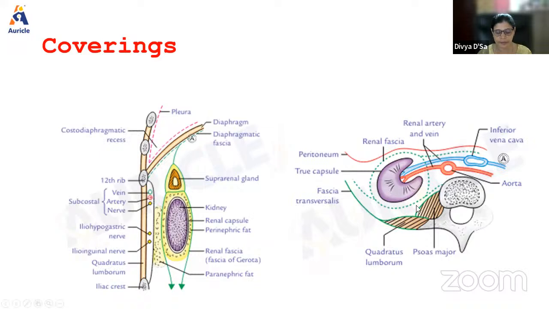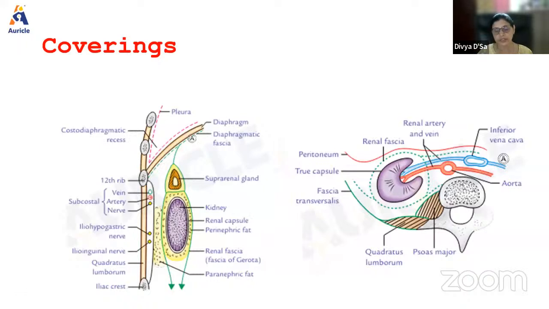The posterior layer covers the back of the kidney and the renal vessels and it blends with the psoas fascia and is attached to the bodies of the lumbar vertebrae. This is the psoas major, and the fascia covering that is the psoas fascia. Now above, at the upper pole, the anterior and the posterior layers will fuse at the upper end of the kidney. And again, they will split to enclose the suprarenal gland. At the upper end of the suprarenal gland, they will unite again and are continuous with the diaphragmatic fascia, forming the suspensory ligament of the suprarenal gland.